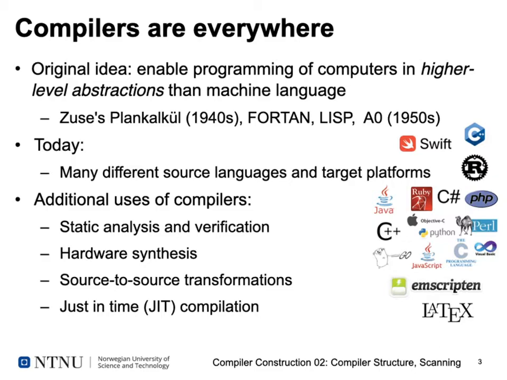You can also do source-to-source transformations, for example, to optimize code, and you can do just-in-time compilation to enable independence from a certain machine instruction set, and just do this translation, the final step, at runtime on the machine you're executing the code on.